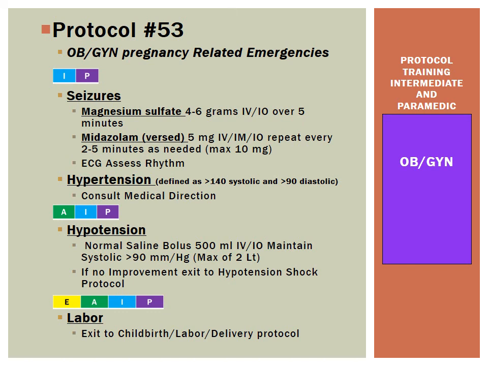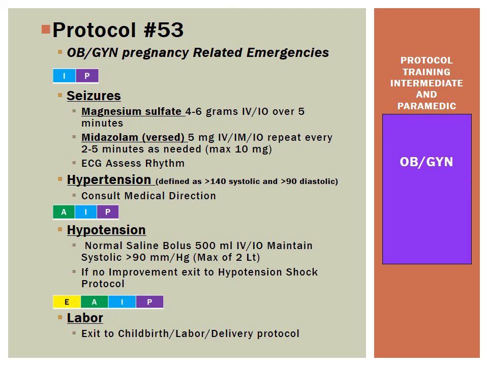Okay, so Protocol 53, there's a few questions we need to ask. Is our patient actively seizing? If our pregnant patient is seizing, we're going to administer mag sulfate at 4 to 6 grams IV-IO over 5 minutes, and follow that with midazolam or Versed at 5 milligrams IV-IM-IO. Repeat every 2 to 5 minutes as needed to a max dose of 10 milligrams. Also, we need to obtain an ECG.